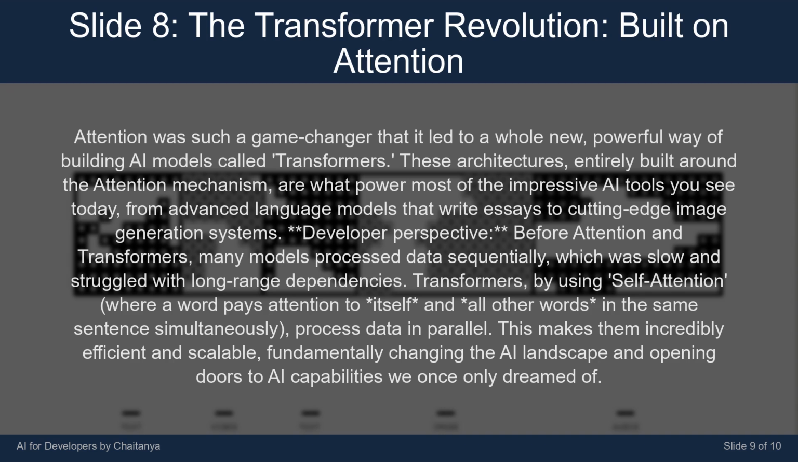Developer perspective. Before attention and transformers, many models processed data sequentially, which was slow and struggled with long-range dependencies. Transformers, by using self-attention, where a word pays attention to itself and all other words in the same sentence simultaneously, process data in parallel. This makes them incredibly efficient and scalable, fundamentally changing the AI landscape and opening doors to AI capabilities we once only dreamed of.